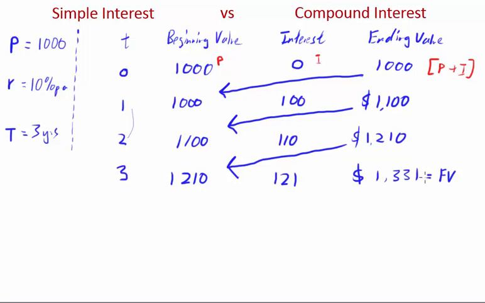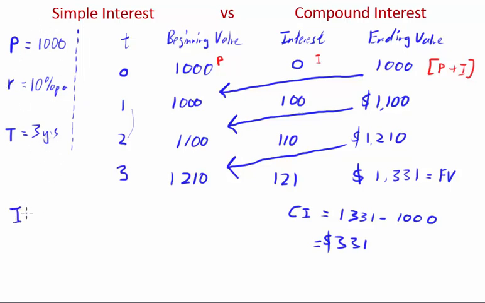Now, how you get the amount of interest you have earned during this 3-year investment is essentially getting this and minusing your beginning principal. So the amount that you have earned is 1,331 minus 1,000. That is the amount of compound interest that you have earned, which is $331. Let's go back to simple interest. Let's calculate how much interest you have earned here.